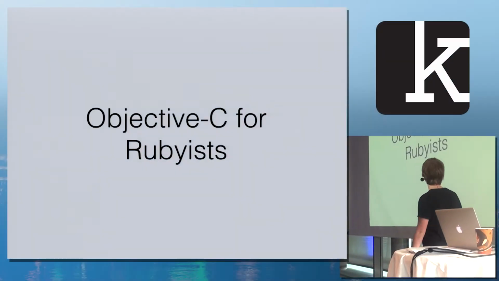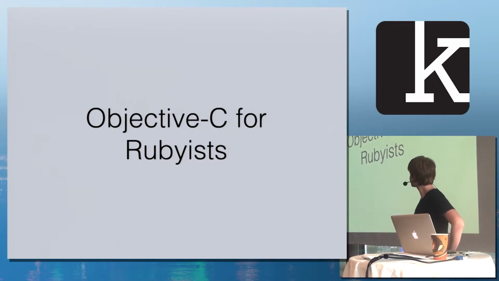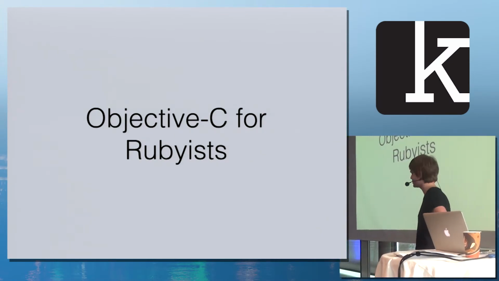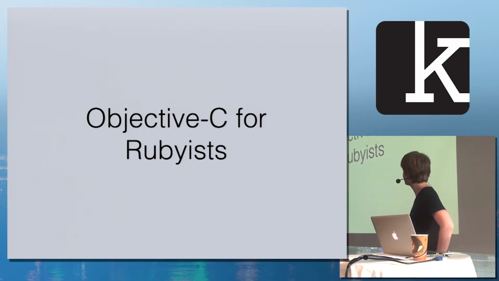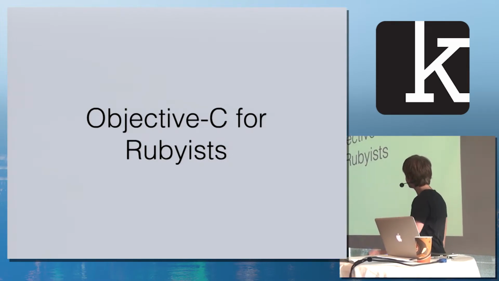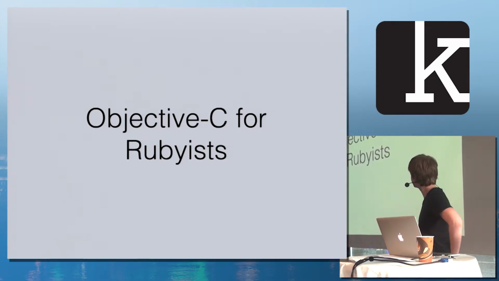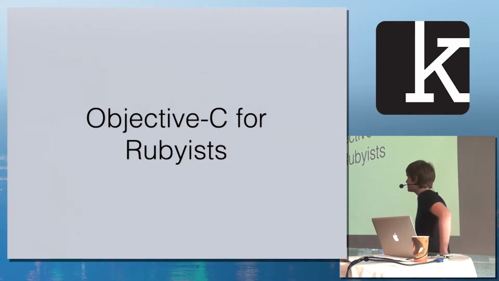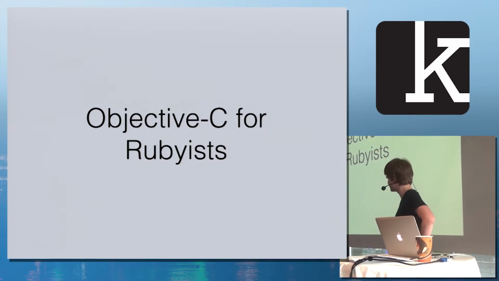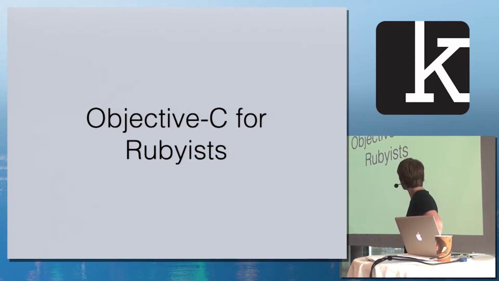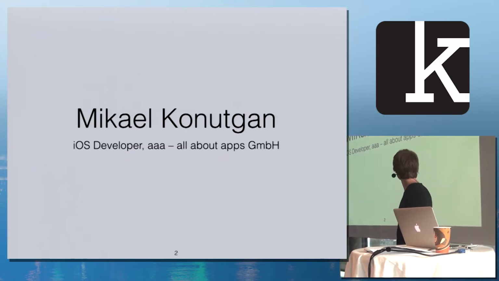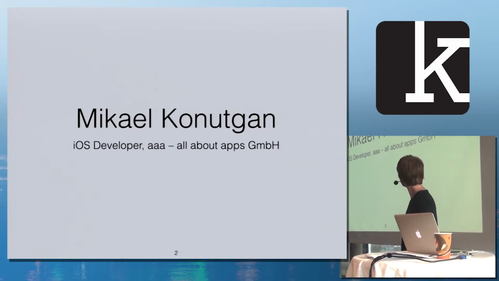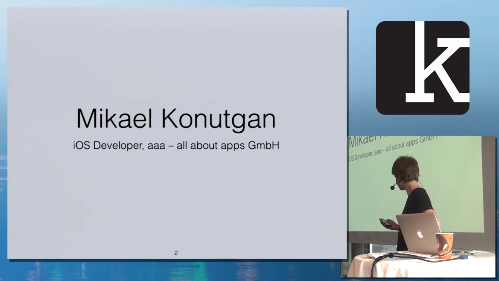I really like languages, all kinds of languages, functional, imperative, or logic-based, and I really like Objective-C, and I really like Ruby, and I like to compare different languages, their syntax and their semantics. And so I thought it would be very fun to compare Objective-C and Ruby, because I think their syntax is like, they couldn't be more different, maybe. But their semantics, like what you actually do and write and what happens, is very similar. As Laura already said, I'm Mikael Konutgan, and I'm an iOS developer in Vienna at All About Apps.